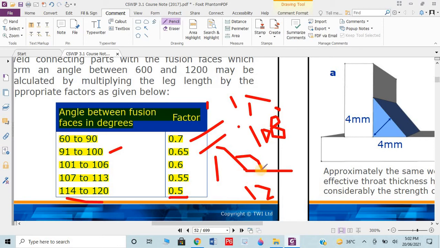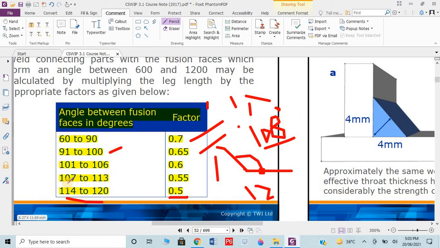Calculate the leg length. Leg length means from this point to that point. Remember, he imposed the condition now. If he doesn't give us a condition, then we can simply multiply 12 by 0.7. The answer will be the leg length. But he is giving us the condition now, 108 degree.